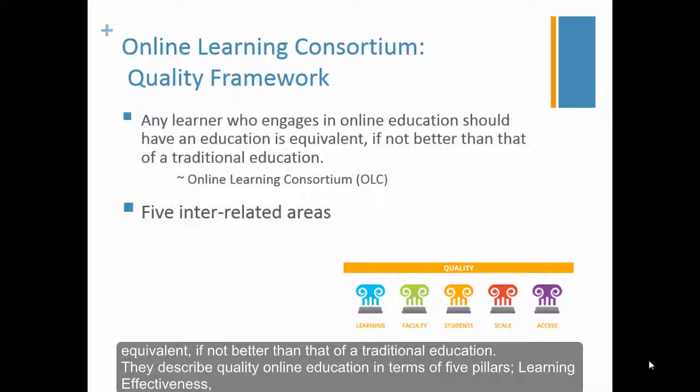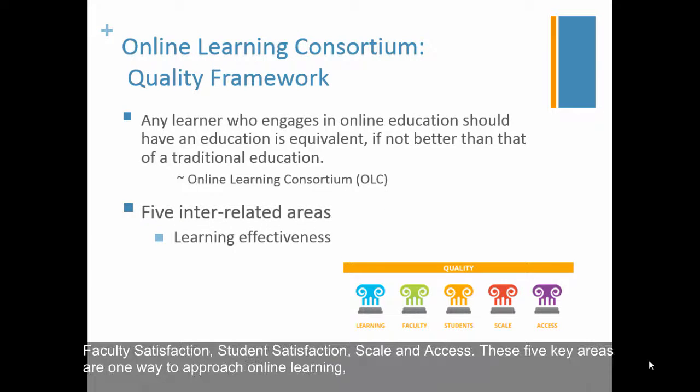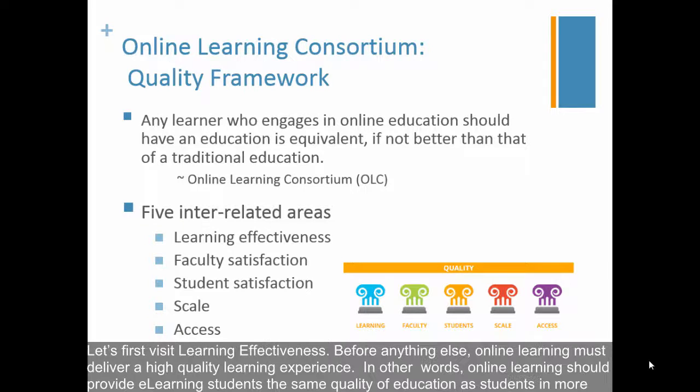They describe quality online education in terms of 5 pillars. These include learning effectiveness, faculty satisfaction, student satisfaction, scale, and access. These 5 key areas are one way to approach online learning. Let's explore these 5 pillars in more detail.